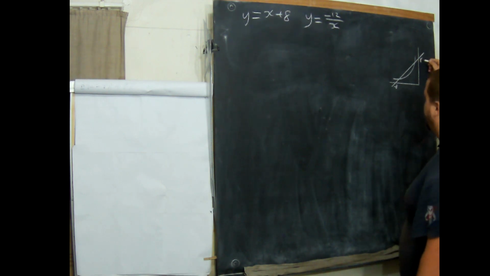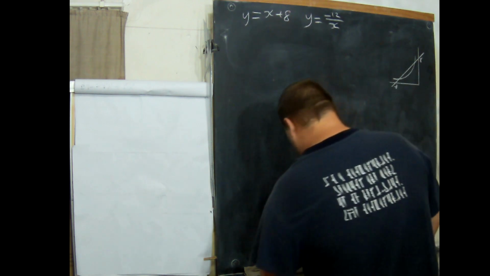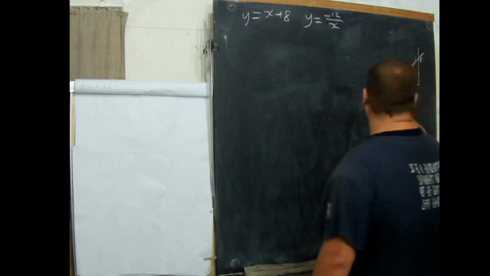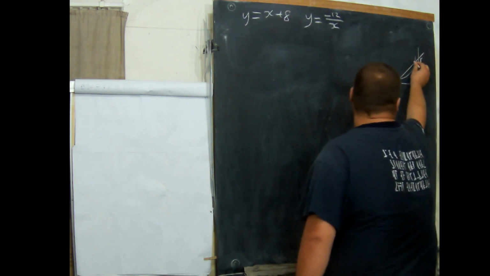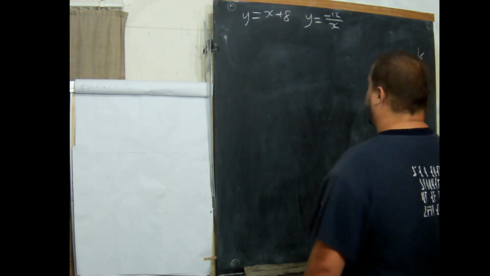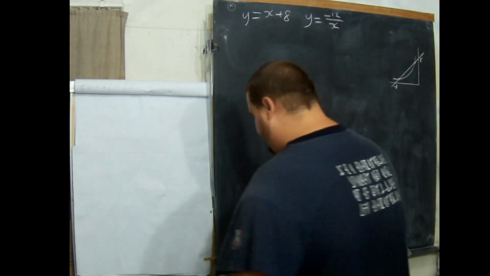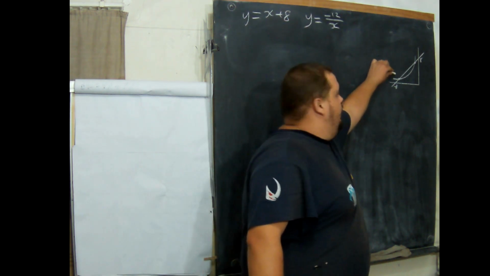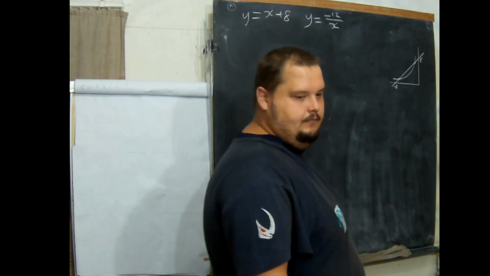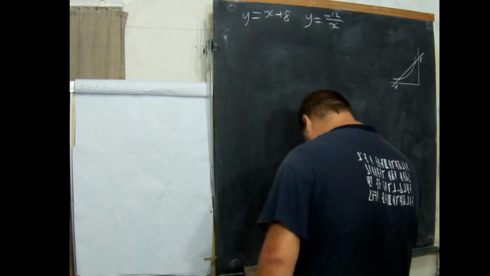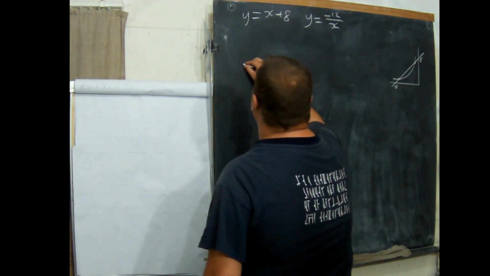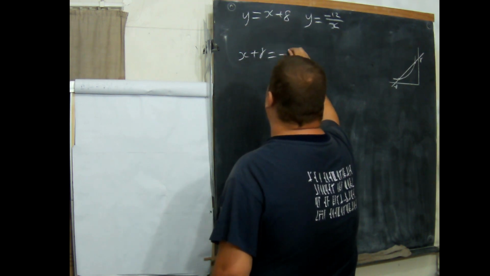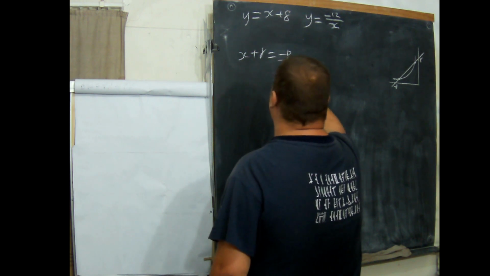So, what we need to do now is go through and get the points of intersection, which is here, which is there, and there. We need to find those points of intersection. To get them, we take y equal to y. So x plus 8 equals minus 12 over x.